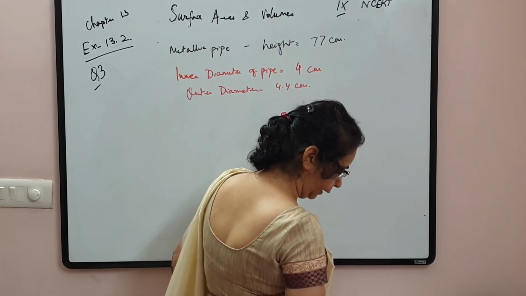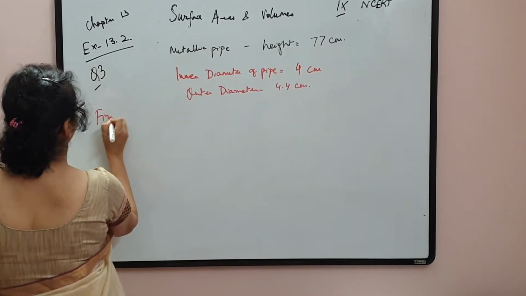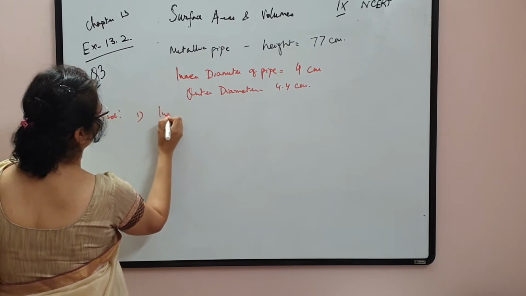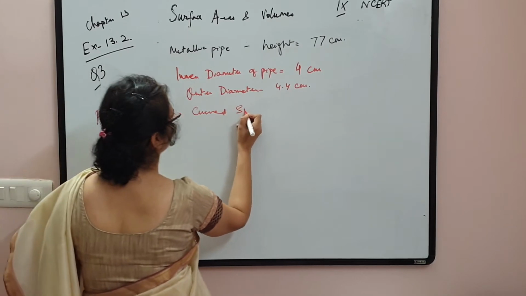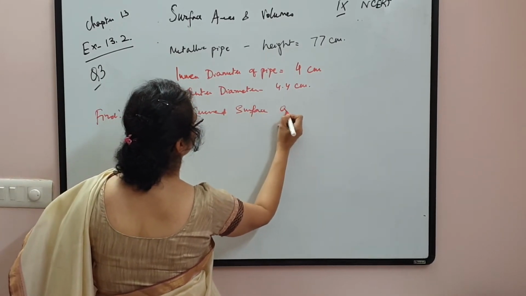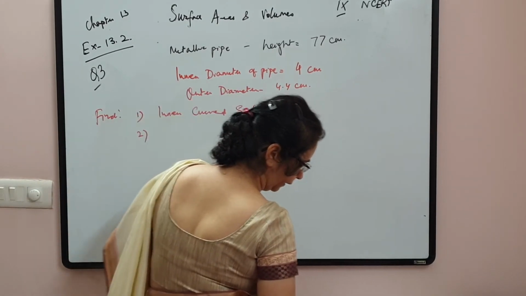Find its inner curved surface area. So you have to find what all? Number 1, inner curved surface area. Number 2, outer curved surface area.